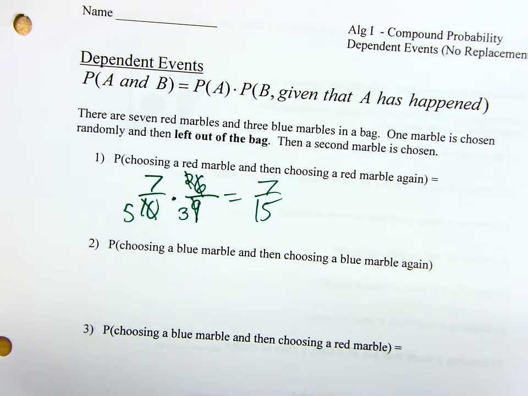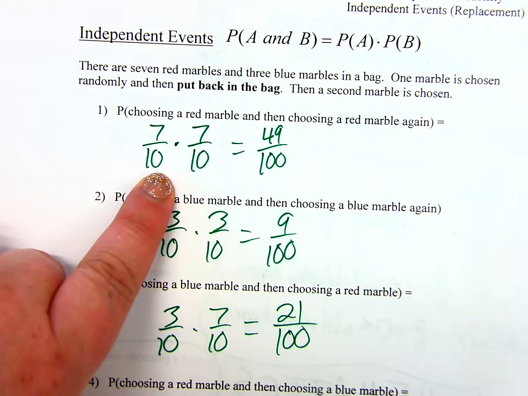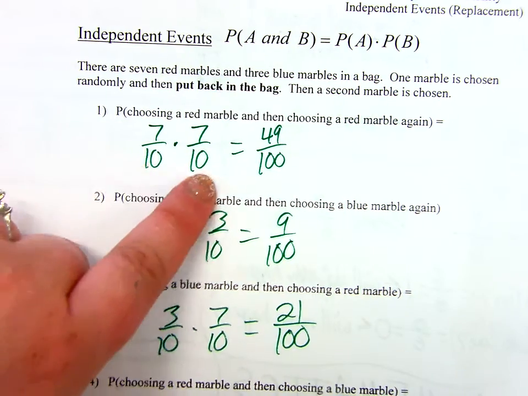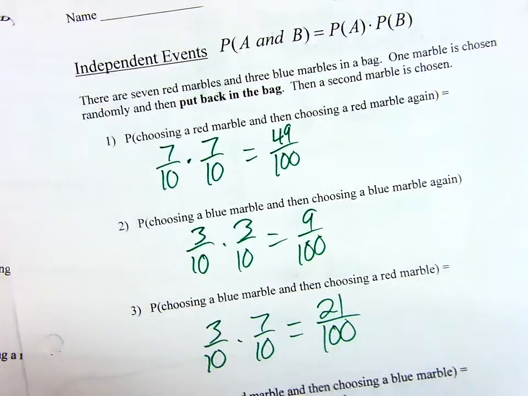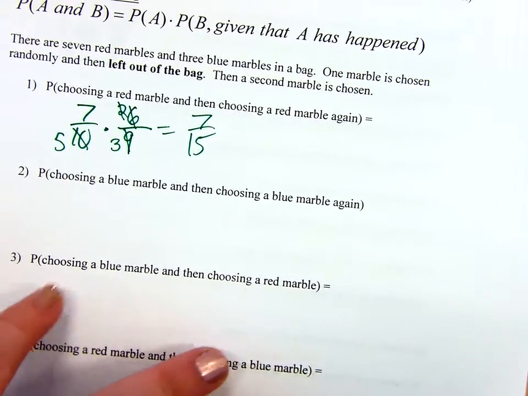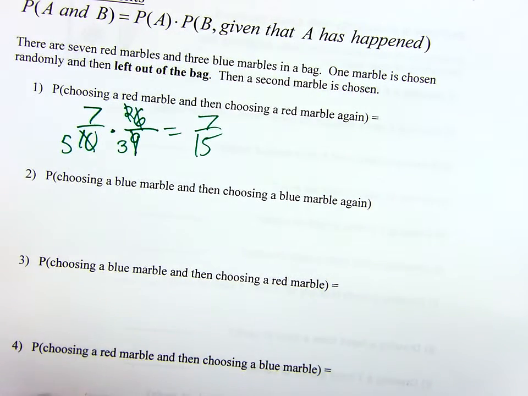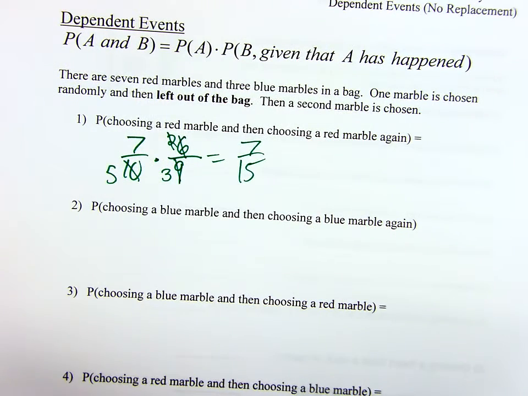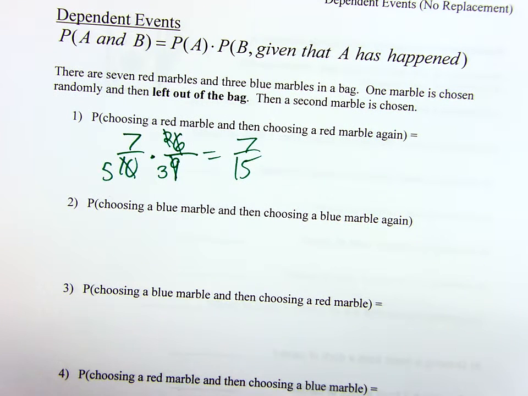And you can see that that's quite different than the same event when we were replacing the marble. That was just 7 out of 10 times 7 out of 10. It was 49 out of 100. Okay, so it changes things quite a bit, whether you are going to replace the item or keep it out.